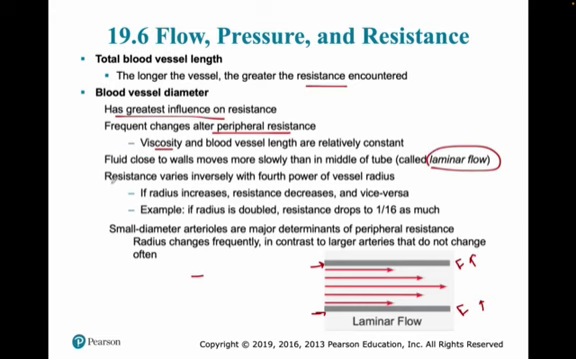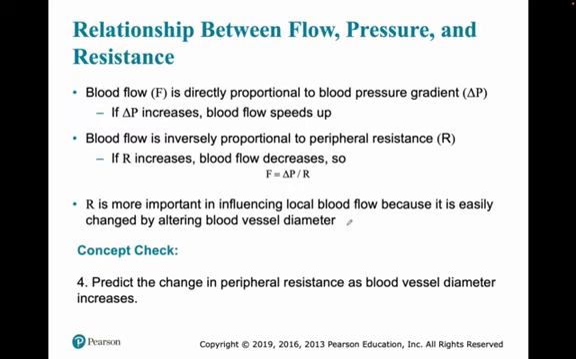So if the radius increases, the resistance decreases, and vice versa. If the radius is doubled, resistance drops to 1/16. For example, arterioles, the smallest diameter vessels, give the maximum amount of peripheral resistance, right? Because they are the smallest vessels.